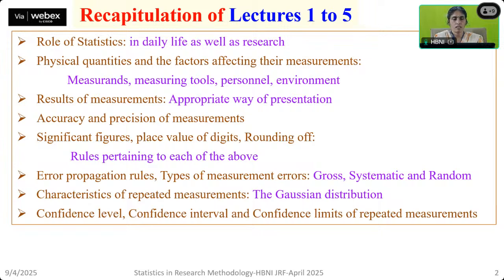For the results, how to present the results in the appropriate way, accuracy and precision of measurements, significant figures, place value of digits and rounding off, and the rules pertaining to each of these factors. Then further, we had gone ahead with error propagation rules and types of different categories of measurement errors, namely gross, systematic, and random errors, and the ways to tackle such errors if we encounter them during measurement.